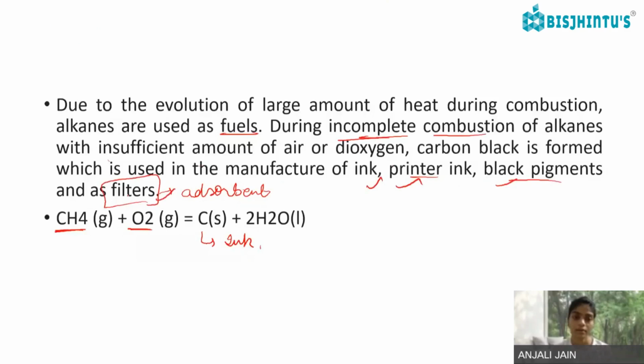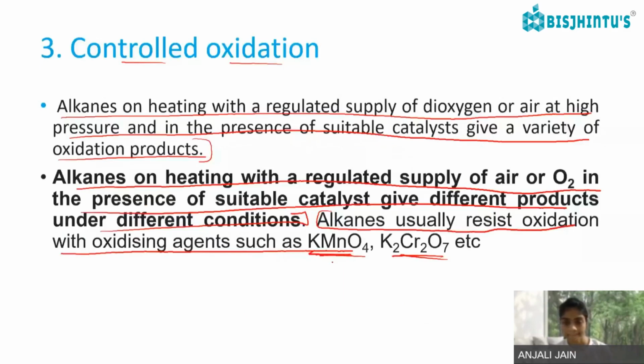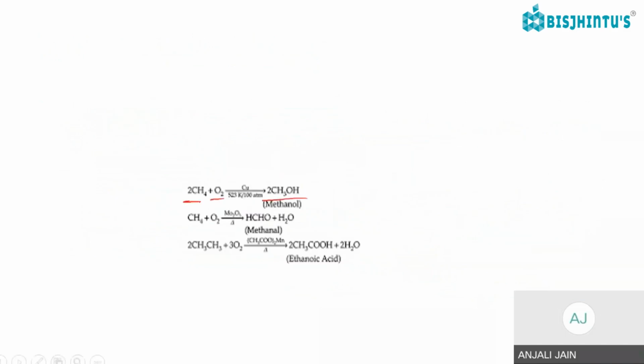Now, controlled oxidation. Alkanes give a variety of oxidation products with a regulated supply of air or oxygen, in the presence of different catalysts. First, alkanes usually resist oxidation by oxidizing agents such as potassium dichromate or potassium permanganate. Usually they resist oxidation by these two. For example, methane in the presence of oxygen gives methanol. So any alkane, if it is getting oxidized, gives us alcohol. And then methane on oxidation can give other products, where the oxidation agent should be different.